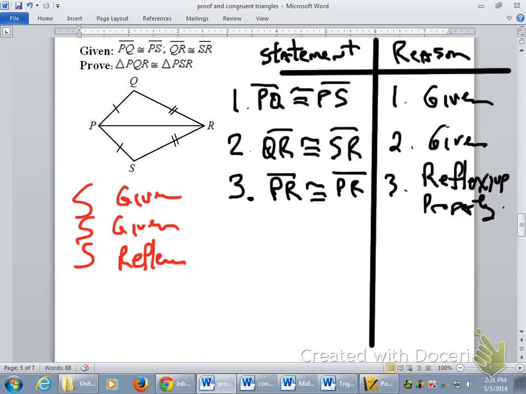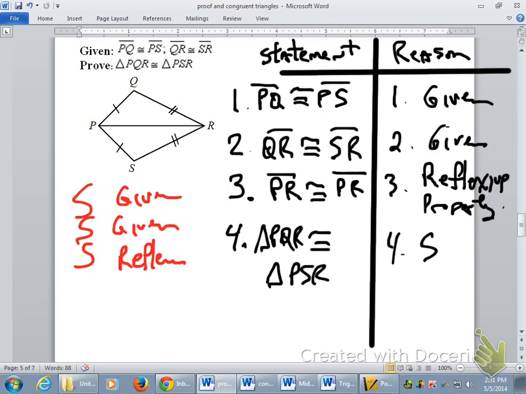Reflexive property. Have I clearly established 3 sides? So as long as I have clearly established all 3 sides, I'm ready to make my final statement, and that is triangle PQR, how do you spell reflexive? Triangle PSR, and the reason would be side, side, side.